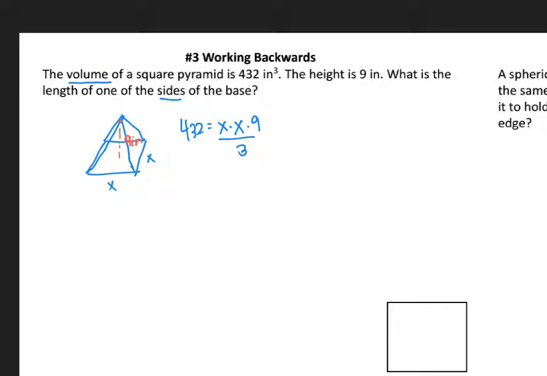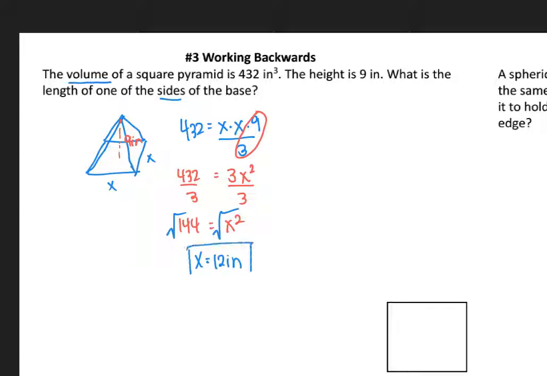All right, so a couple ways we can do it. What I'm going to do is simplify this. Since 9 divided by 3 is just 3, this is going to be 3x squared. And then from here, we're going to divide both sides by 3. So 432 divided by 3, we get 144. And then lastly, to get x by itself, we need to take the square root. So we get 12 inches.